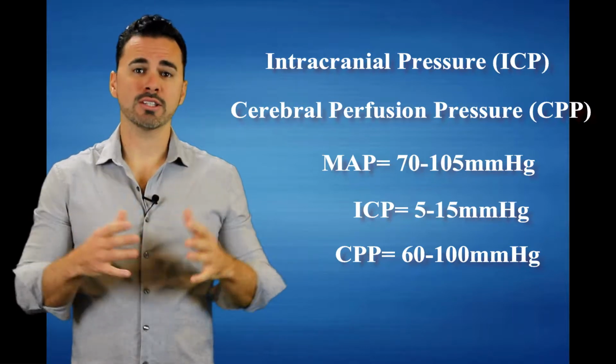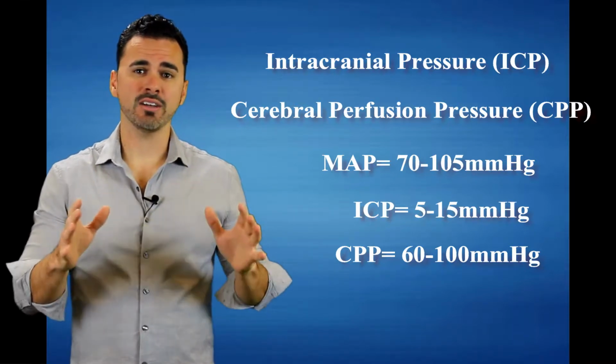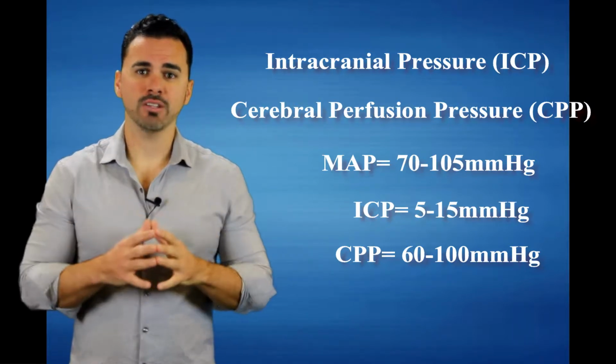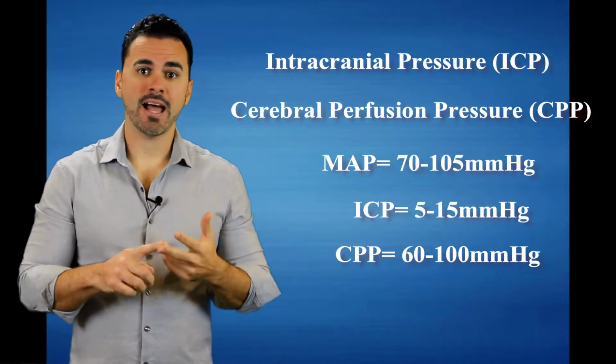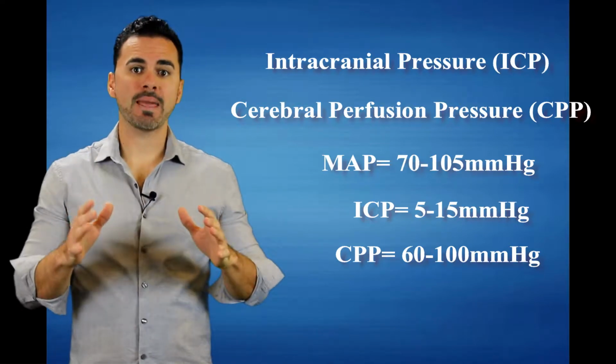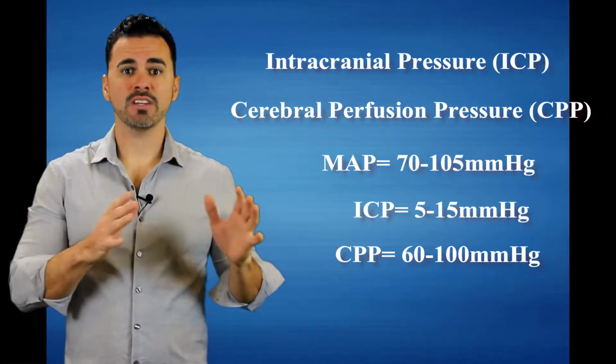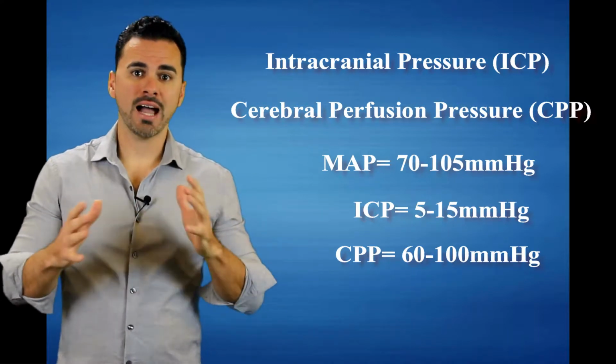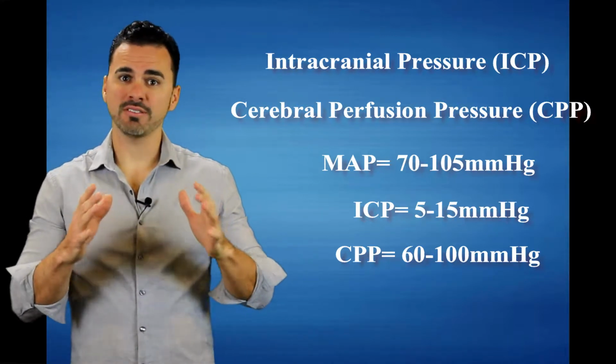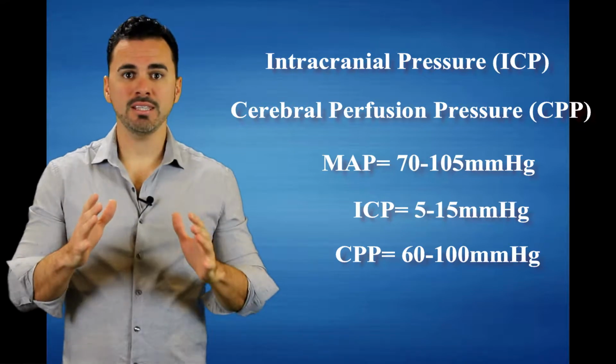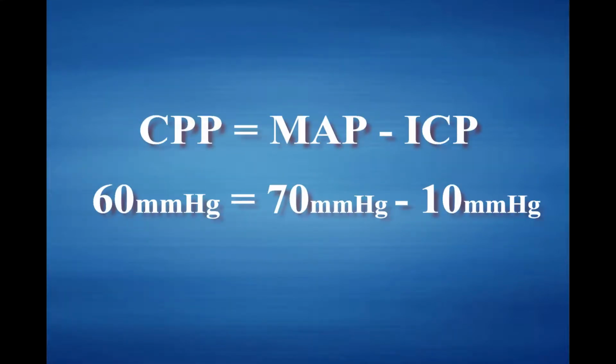So when we look at cerebral perfusion pressure as a value, how you derive that value is going to involve the MAP and the ICP. Now the MAP, as we know, is going to be between 70 to 105, and we know the ICP values are going to range between 5 and 15. CPP is going to equal MAP minus ICP, where changes in MAP or ICP can affect CPP. So the CPP values should be between 60 to 100 millimeters of mercury.